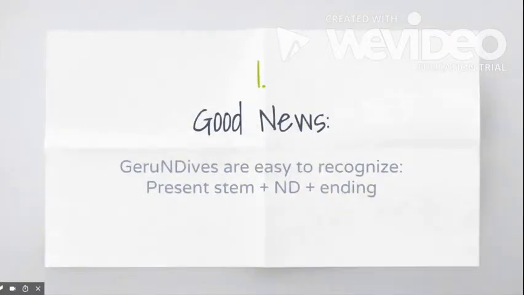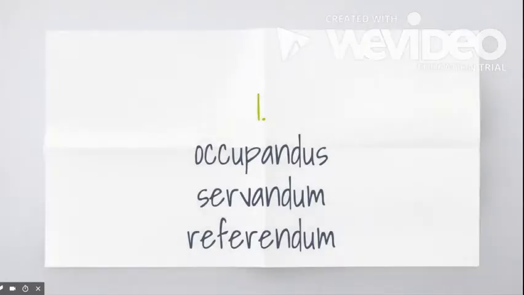The good news for all of you is that a gerundive is actually really easy to recognize because it has the present stem and then the letters -nd, just like the word gerundive. And then it has an ending from the first and second declension. Here are some examples of future passive participles, gerundives. Occupandus, servandum, referendum, which is actually where we get the English word referendum from as well, which is a ballot measure for voters to approve.